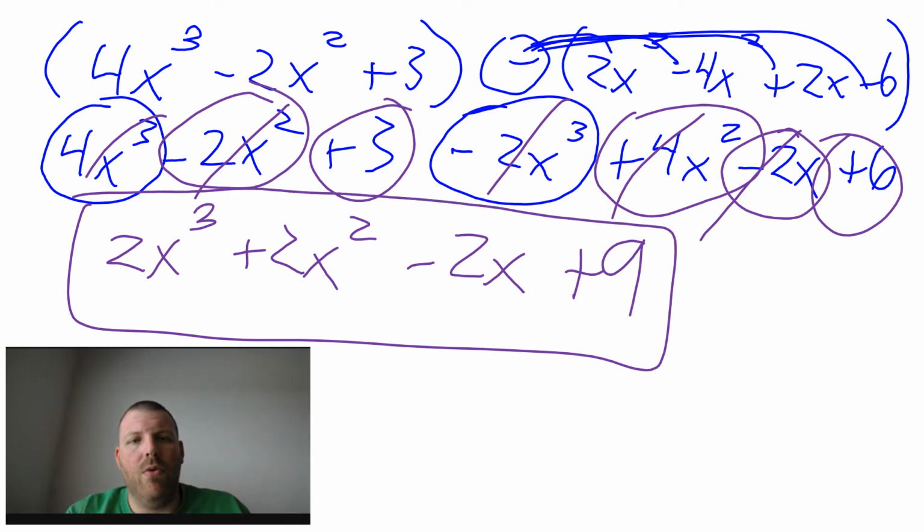We have our standard form, 3, 2, 1, 0. So this is adding and subtracting polynomials. Just make sure you're careful, okay? And that you don't combine powers. You just combine the numbers in front.